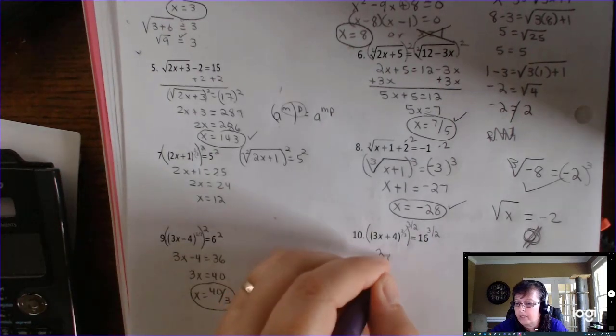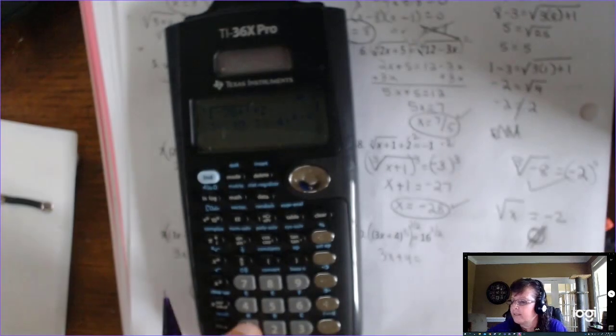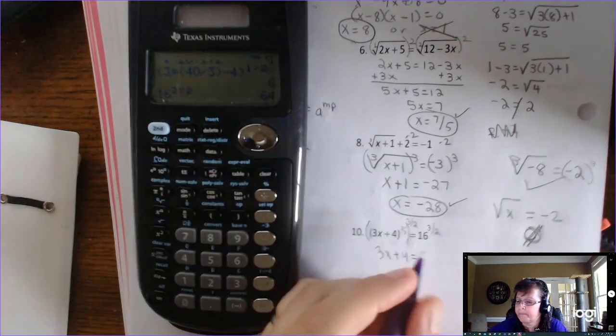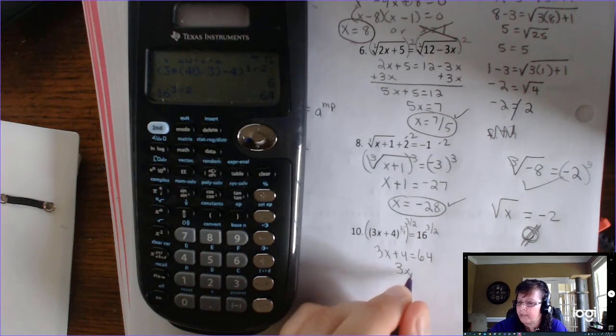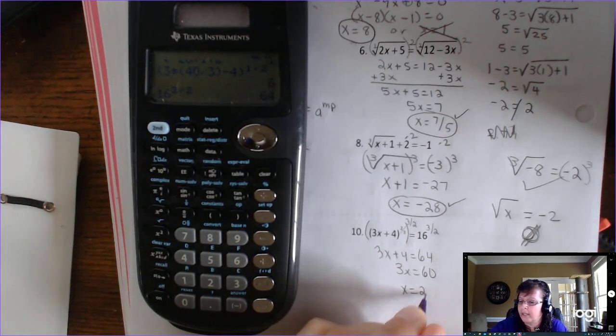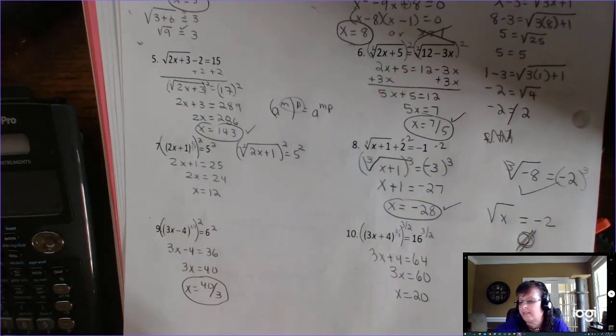And you get 3x plus 4 is equal to 16 to the 3/2 power, which is 64. Then you get 3x equals 60. When you subtract 4, then you get x is 20. And so many times I've moved on and said, oh, that's the answer, 20, but that's not the only answer.